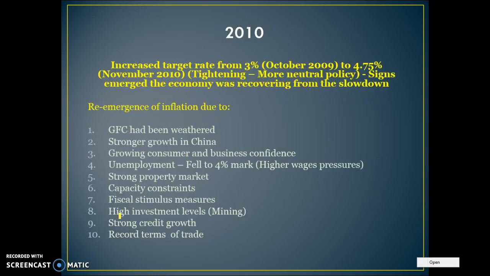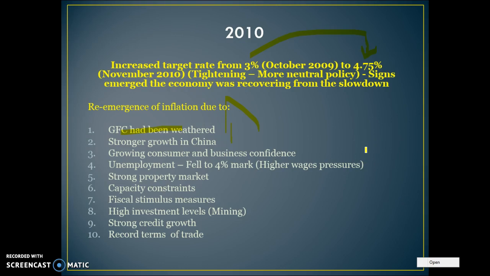Over 2010, the economy started to improve again a bit. We sort of recovered from the GFC, and they went to a more neutral and then a contractionary monetary policy stance. So we had weathered the GFC. This is when China took off. China started to demand a lot of our commodities. That helped boost growth. The mining boom started, and the Australian economy was starting to look good again.